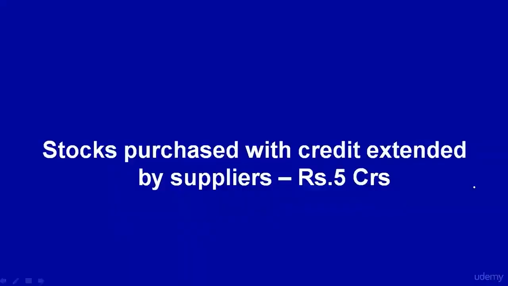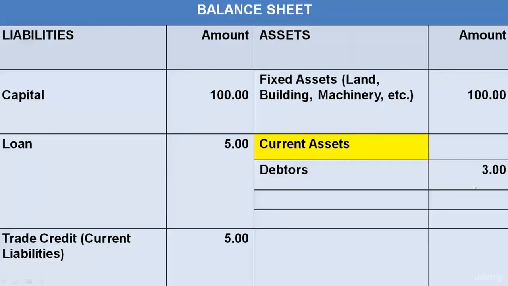And one more transaction, stocks purchased with credit extended by the suppliers 5 crore. So just now you have taken credit from suppliers for 5 crores, and with that 5 crore you are purchasing stocks. Purchasing stocks is an expense, but if you are going to have that stock unutilized, it is an asset. It is an asset, so it will appear, I repeat, it will appear on the asset side of the balance sheet. Here the stock is going to be 5 crore.